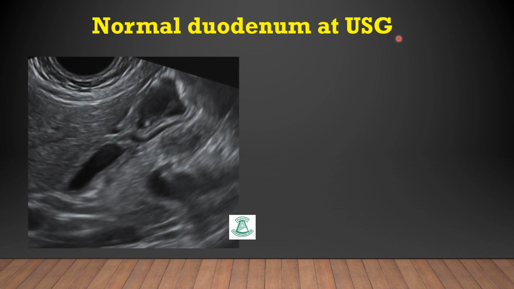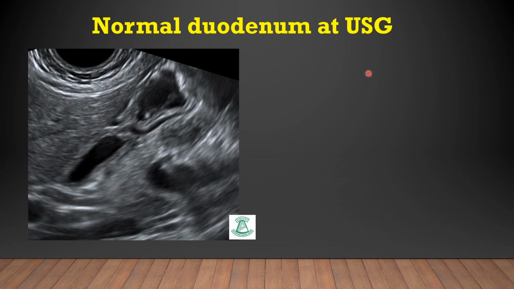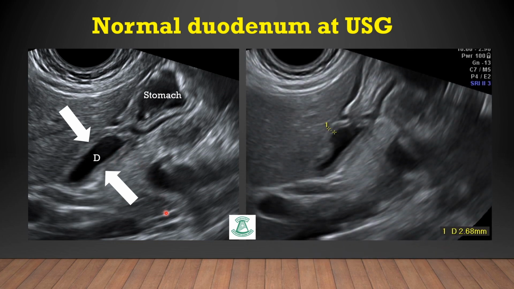Now the normal duodenum at ultrasound. We can see the fluid-filled duodenum as a tubular structure extending beyond the gastric pyloric canal at the gastric outlet. The arrows are showing the fluid-filled duodenum with regular mural outline clearly delineating three layers: the outer and innermost echogenic and central hypoechoic layer. The thickness of the duodenal wall usually measures less than 3 mm.